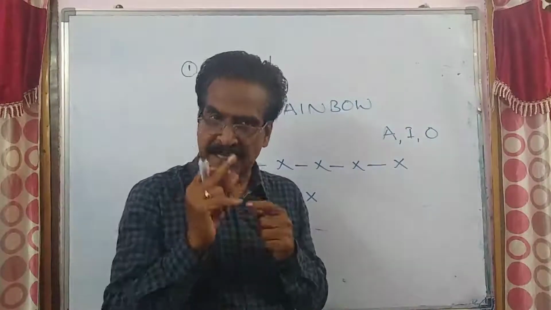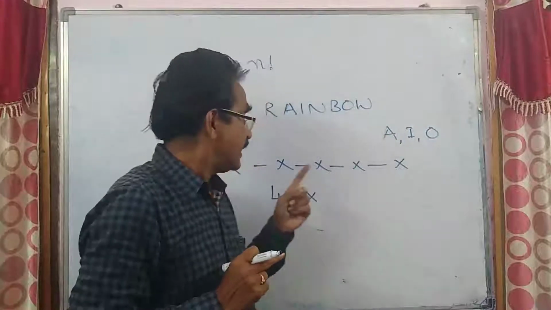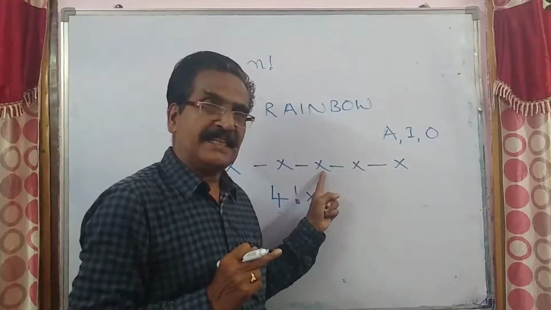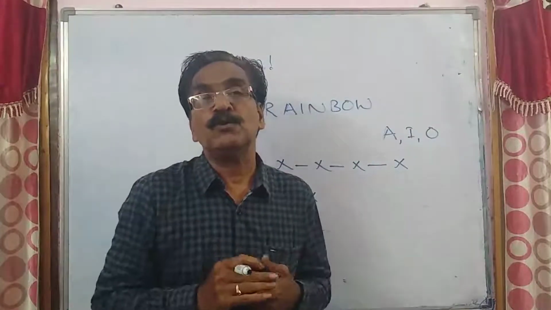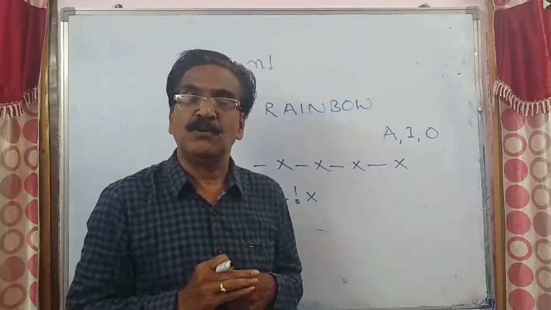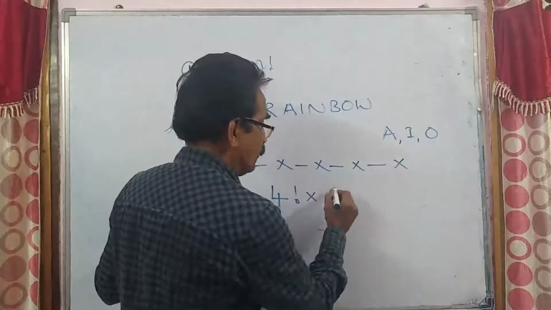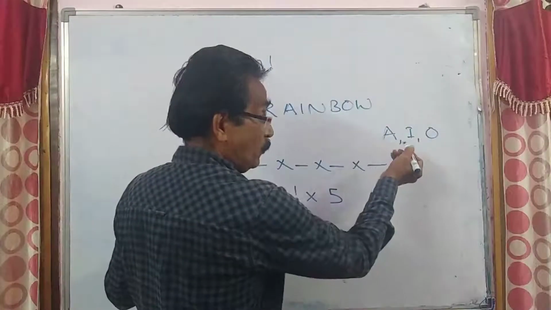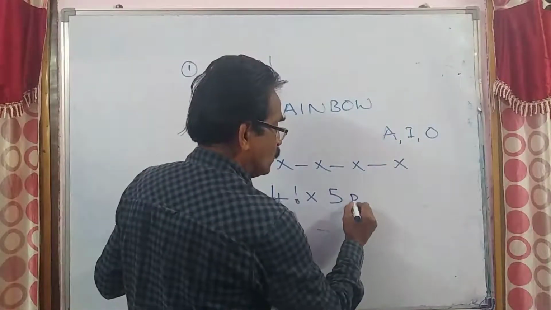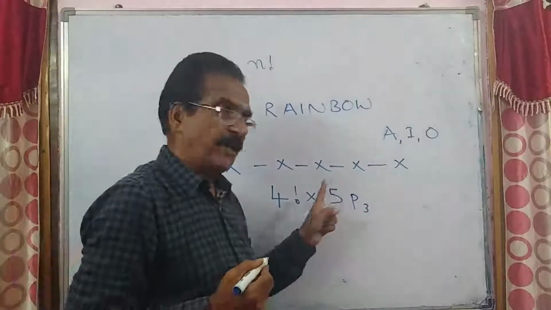And you have 3 vowels. If you place these 3 vowels in any of these places, then no two vowels come together. So you have 5 places, and you have to arrange 3 vowels.